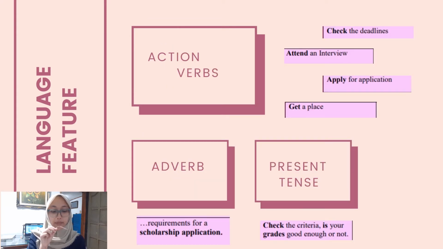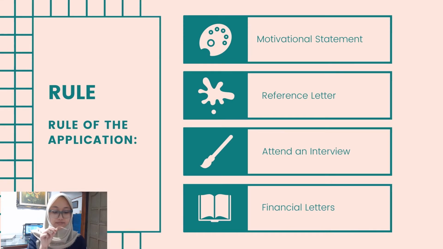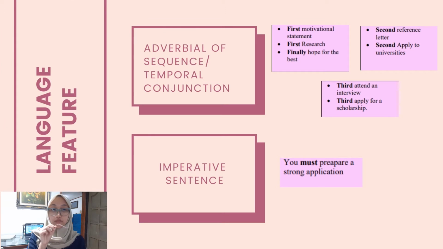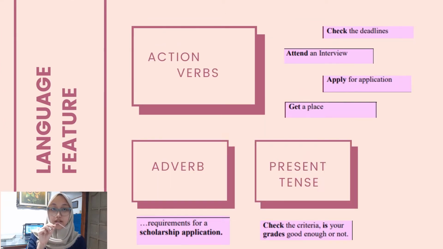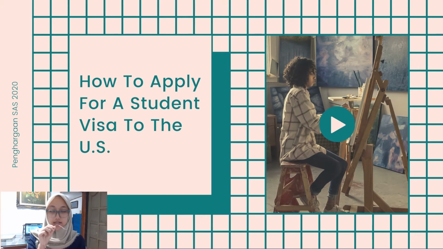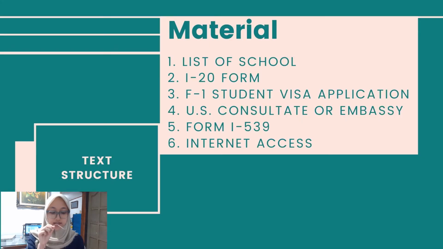But to apply for the scholarship, we have rules for the application. What are they? There are four rules for this application. The first one is a motivational statement. The second is a reference letter. The third is to attend an interview. And the last is financial letters.